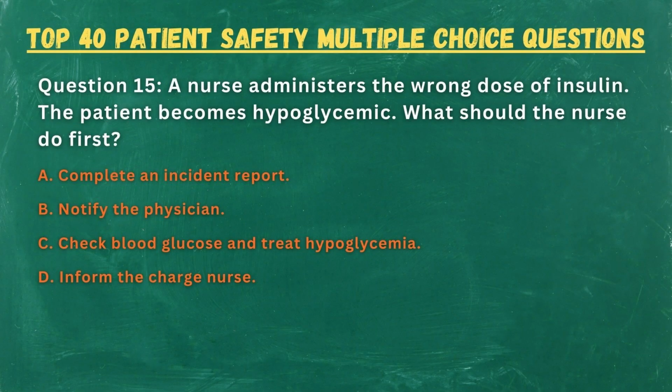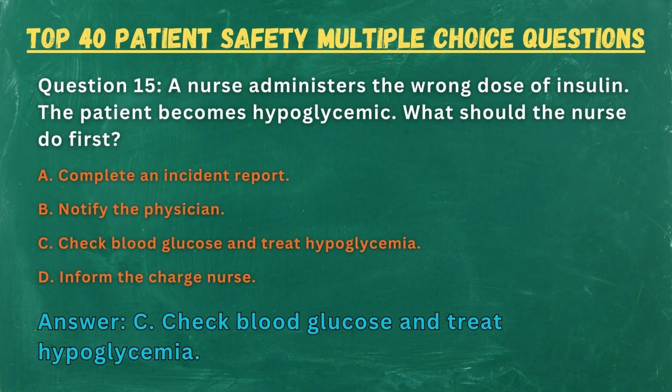Question 15. A nurse administers the wrong dose of insulin. The patient becomes hypoglycemic. What should the nurse do first? A. Complete an incident report. B. Notify the physician. C. Check blood glucose and treat hypoglycemia. D. Inform the charge nurse. Answer: C. Check blood glucose and treat hypoglycemia.